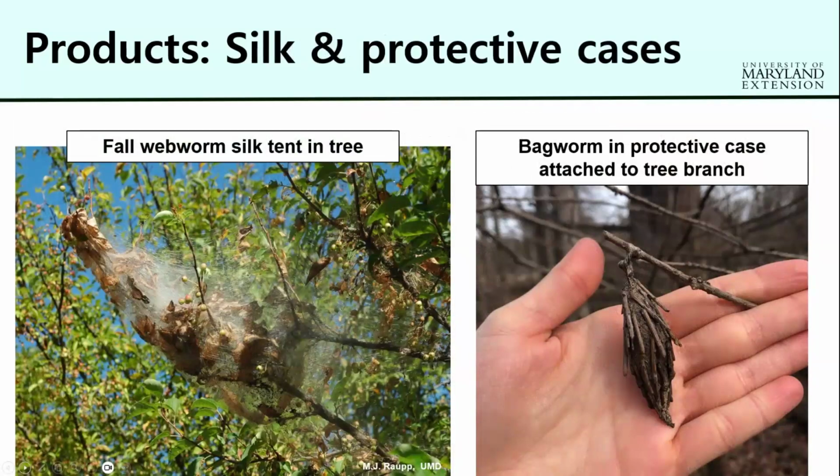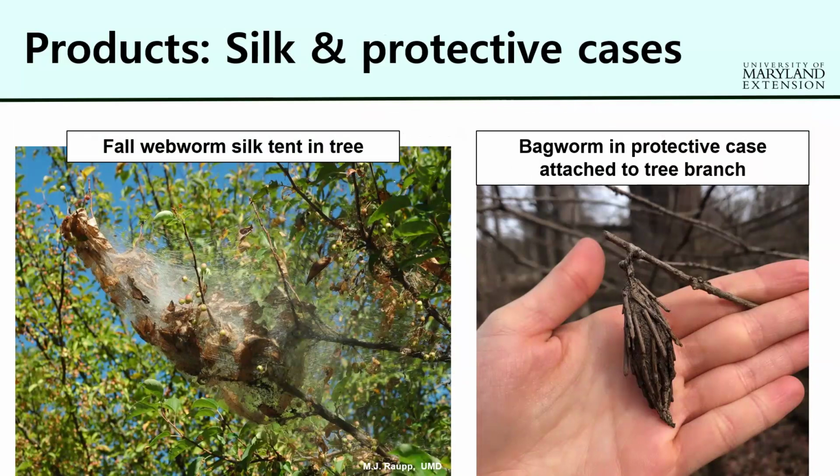Products, we have silk and protective cases. This time of year, we're potentially seeing silk web tents on the distal ends of branches produced by caterpillars. We could see bagworms beginning to create their protective bag, attaching to different plants and even fences and surfaces as they spend the winter months in their protective bag, indicator that that particular caterpillar is there.